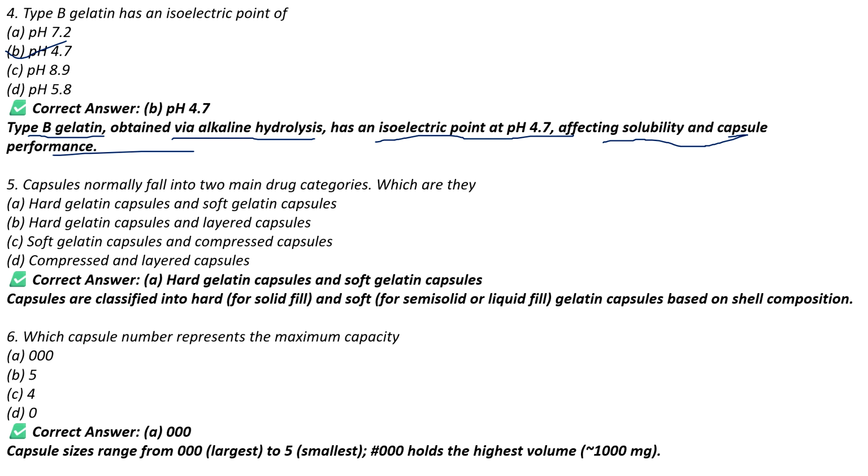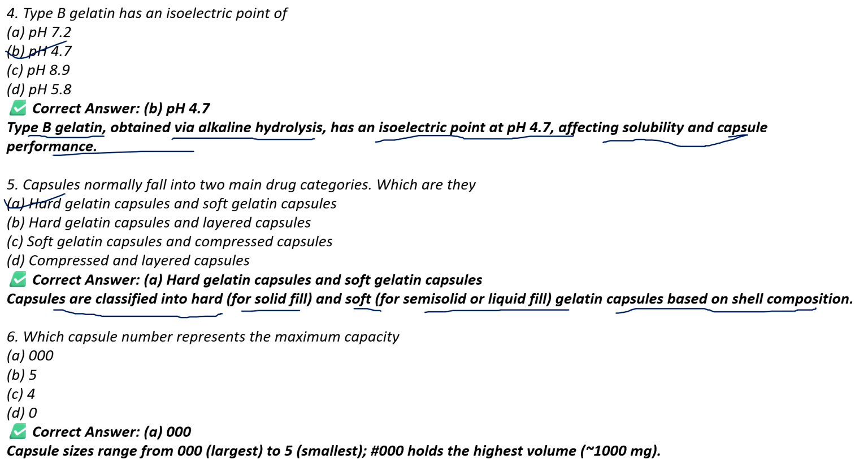Moving on to the next question, capsules normally fall into two main drug categories, and which are they? The options are hard gelatin capsules and soft gelatin capsules, hard gelatin capsules and layered capsules, soft gelatin capsules and compressed capsules, or compressed and layered capsules. Capsules are basically classified into hard, that means for solid fill, and soft, for semi-solid or liquid fill gelatin capsules, based on their shell compositions. So we can say option A, hard gelatin capsules and soft gelatin capsules, is the correct answer.